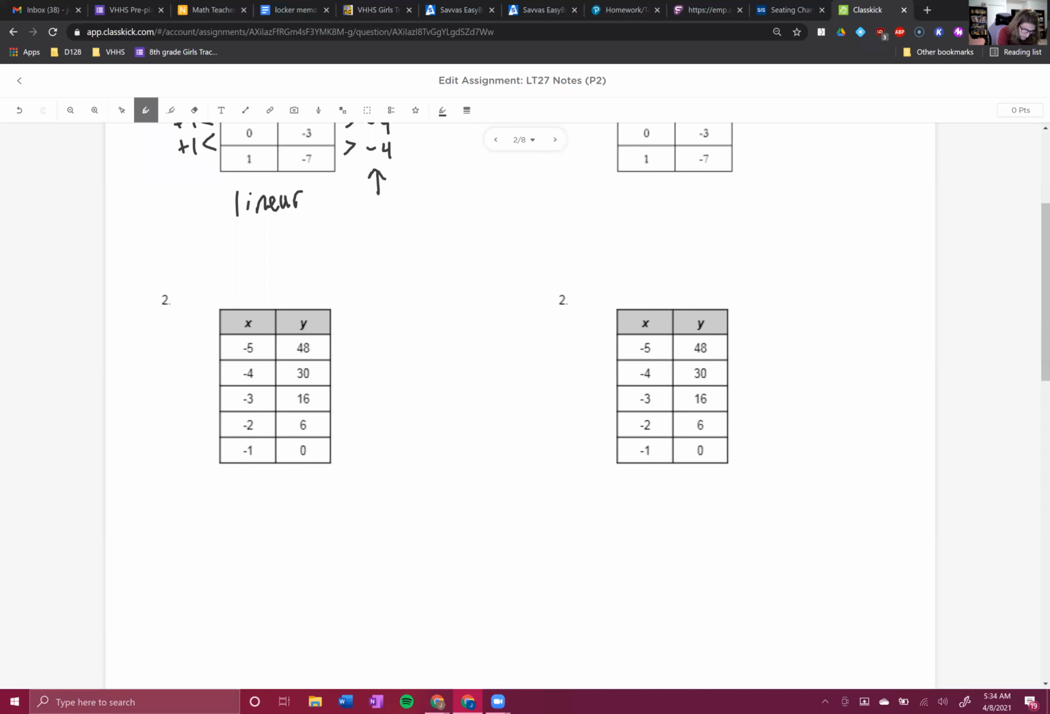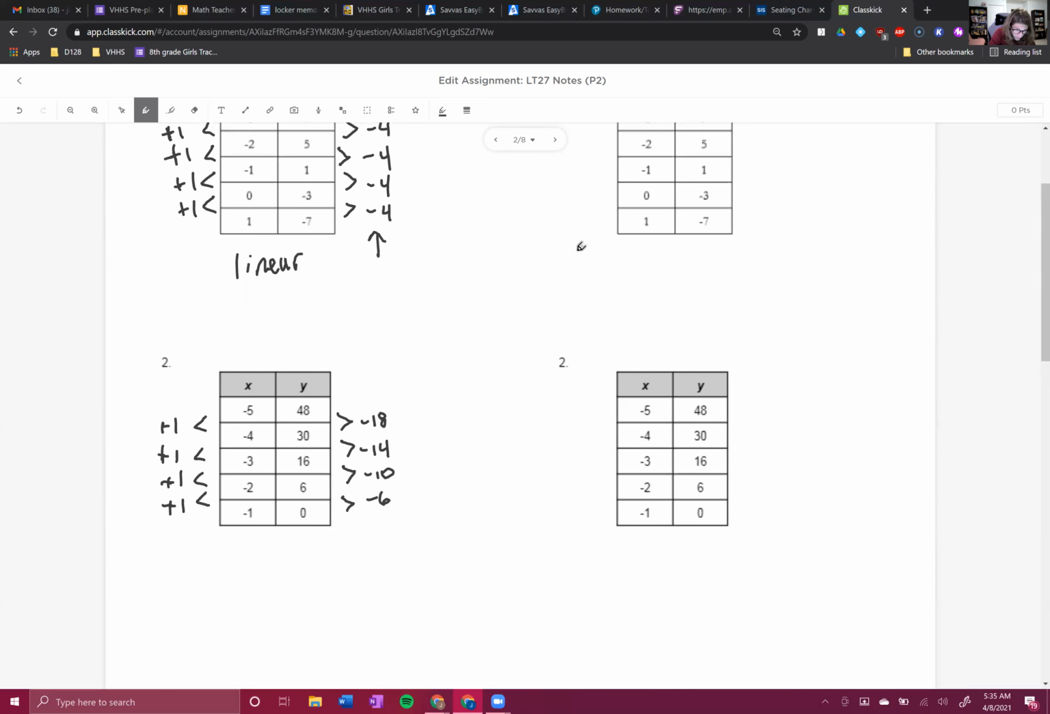Looking at the second table, again the x's, you're adding 1 every time. Don't really have to give that too much thought. That's nice. Let's look at how our y's change. From 48 to 30, that's down 18. From 30 to 16, that's down 14. From 16 to 6, that's down 10. And 6 to 0, that's down 6. Now, it's easy to tell it's not linear because these changes are not the same.